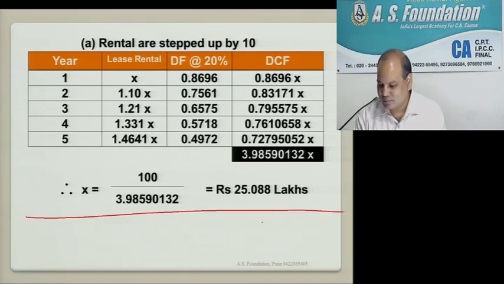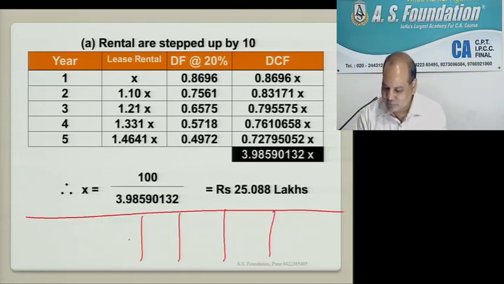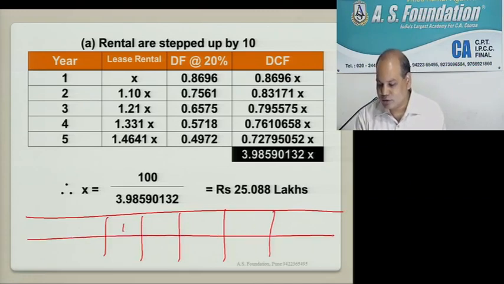Summary. 1, 2, 3, 4, 5. What is the lease rental in the first year? You've written 25.088. Second year? 27.60, okay. 59, okay. 30.35, fourth year. 33.39, then 36.73.